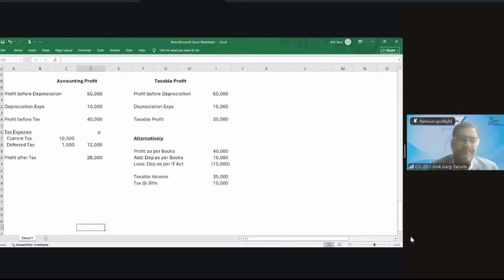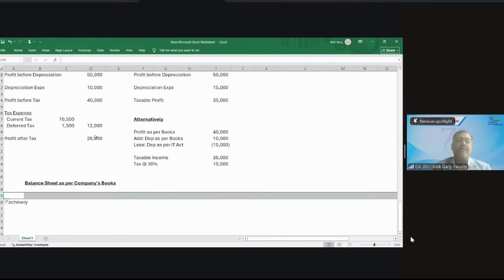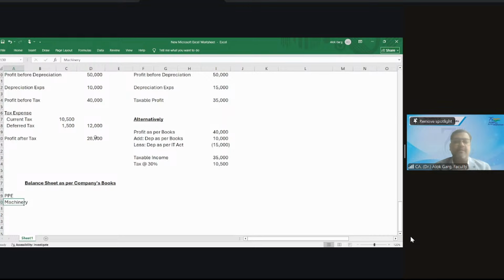Now tell me one thing. If I would have prepared a balance sheet as per the company's books, what would have been the balance of this machinery PPE? How much balance will come on 31 March, first year? 90,000. 1 lakh minus 10,000. Okay. Gross block less depreciation.